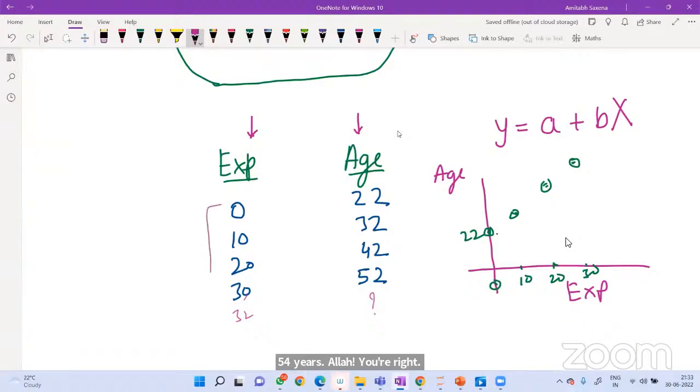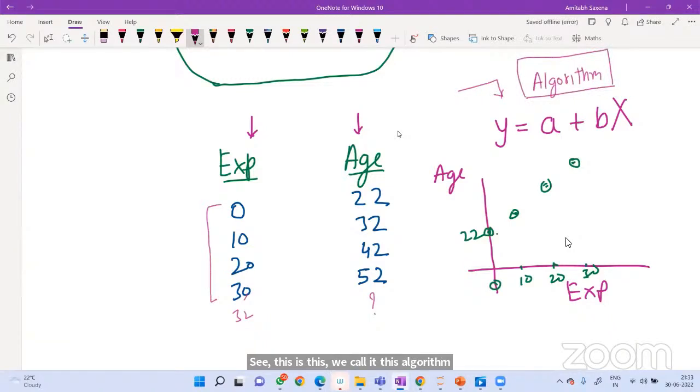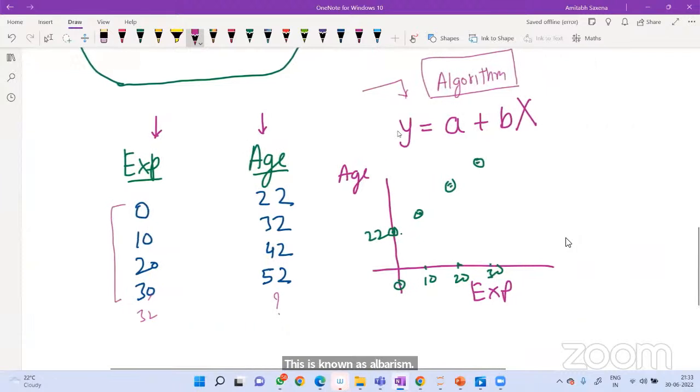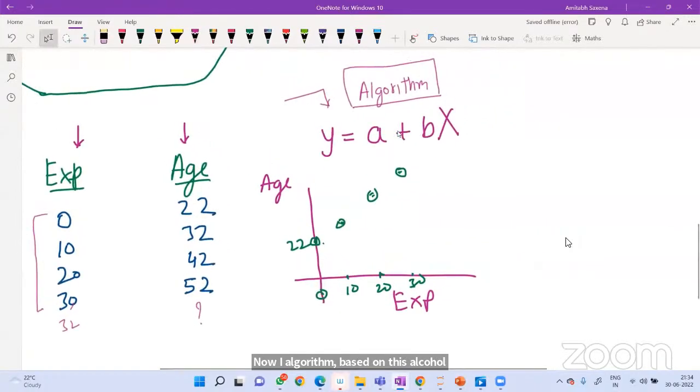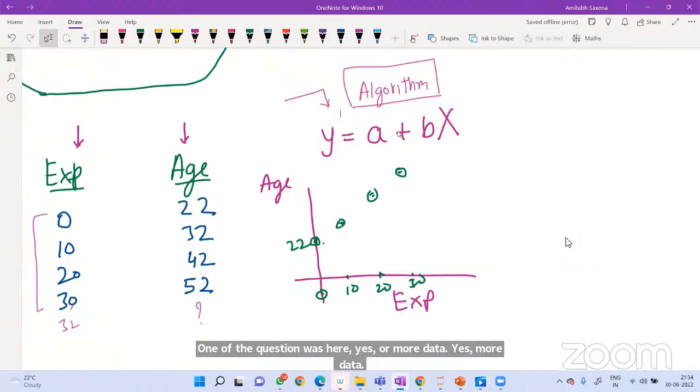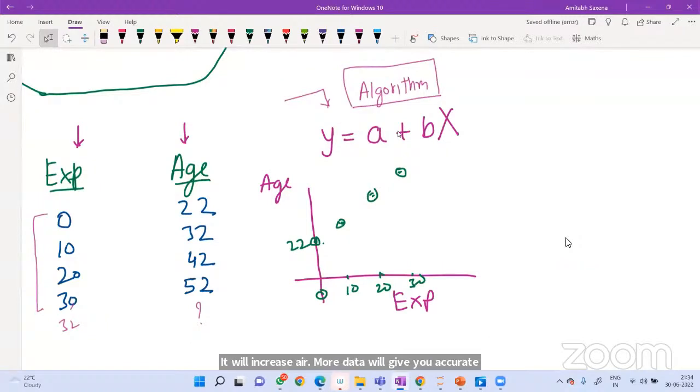What happened was, this data was used to train, let's say, your mind, and you created this, which we call an algorithm. Now, based on this algorithm, what will happen? One of the questions was, yes, more data will increase it. Yeah, more data will give you accurate results. You're absolutely right, Arva.